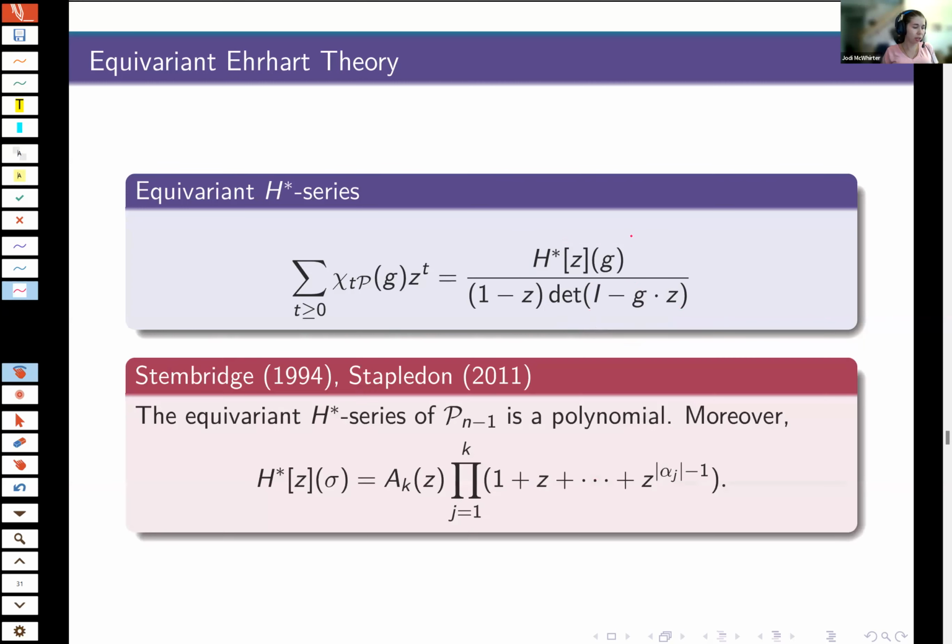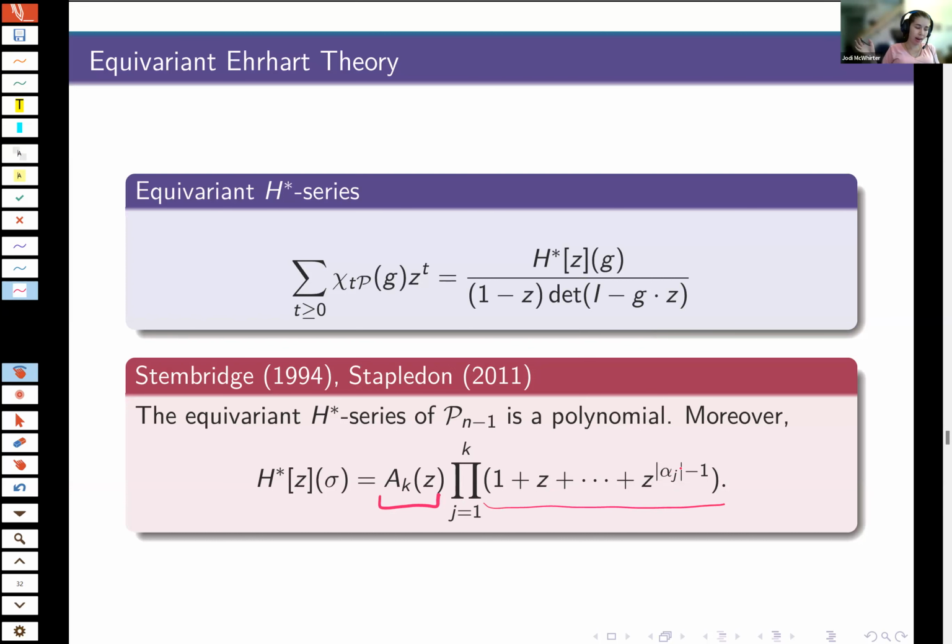And in our case, you actually do get a polynomial, which is pretty cool. And we have a nice description for what it is. Again, remember for each of those fixed polytopes, we had the H-star polynomial, and this k is the number of disjoint cycles in my cycle decomposition. For each of those cycles, I'm going to get something of this form, a product where I've got 1 plus z squared all the way up to z to the number of elements in my cycle minus 1.